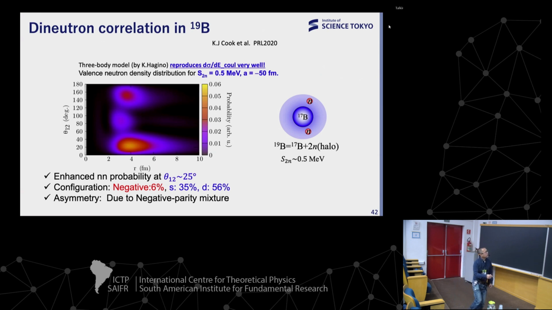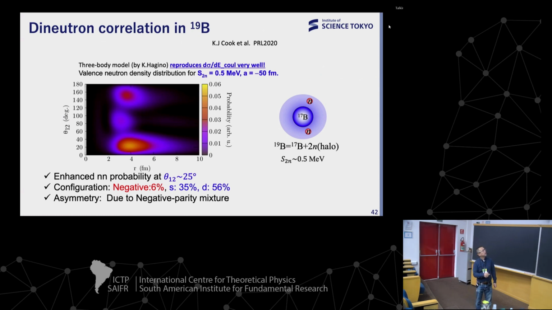And it looks like this: we have this 6% negative parity component. Even a 6% negative parity component gives this large enhancement of the dineutron correlation. And this asymmetry is actually caused by this negative parity mixture that is found in this theoretical calculation.